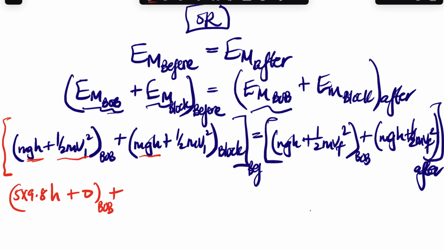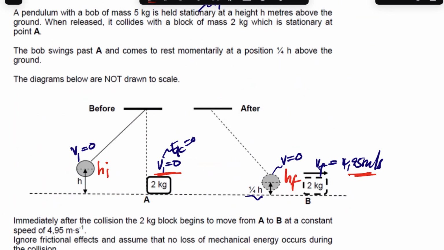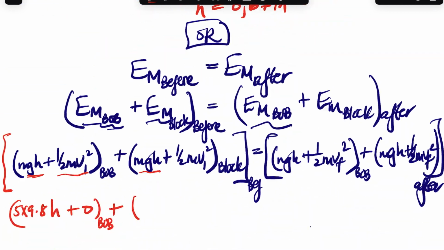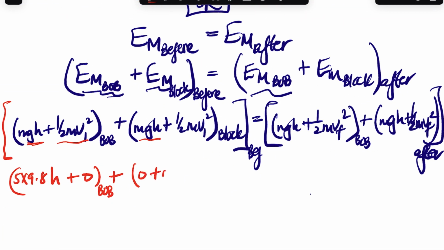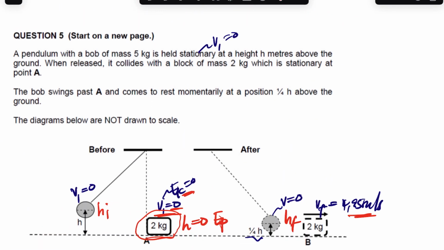And then we are in the block. The block before it was at rest, so the velocity was 0, and the kinetic energy is 0, and the height is 0. That means the gravitational potential energy is 0. So here it's going to be 0 plus 0, and that's the block. You see how easy. And then we go to after the bob.